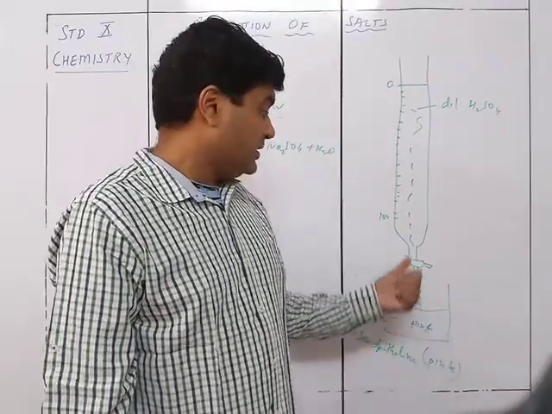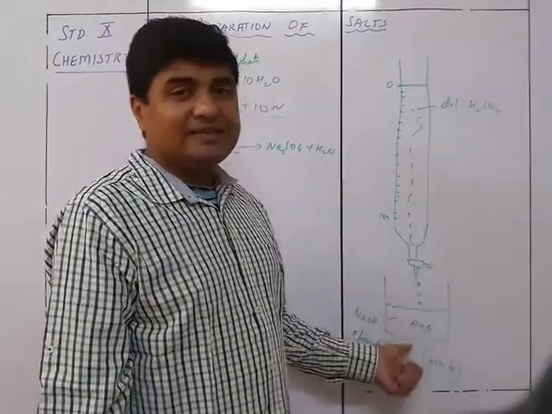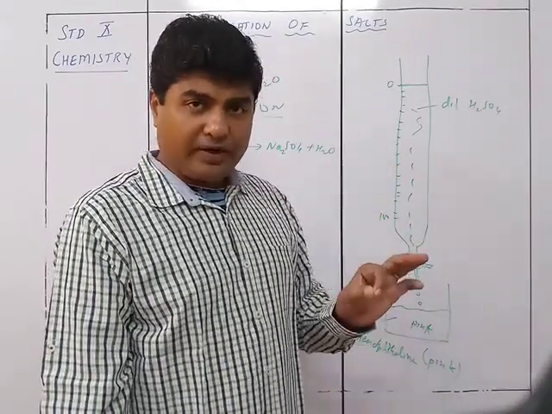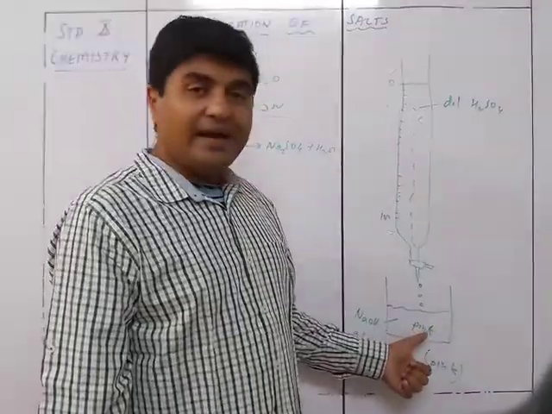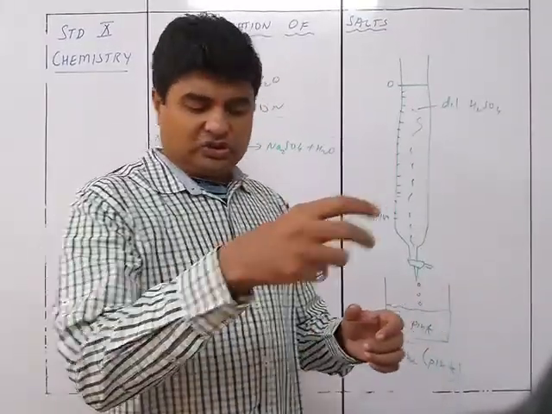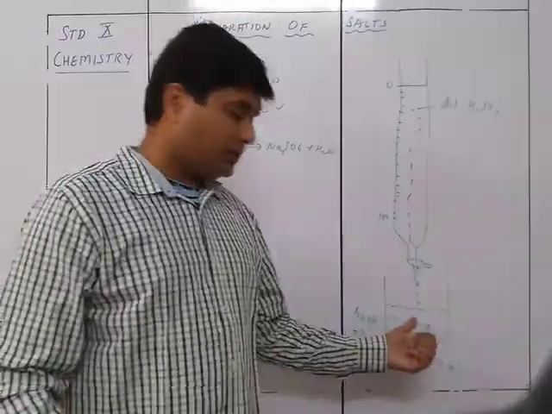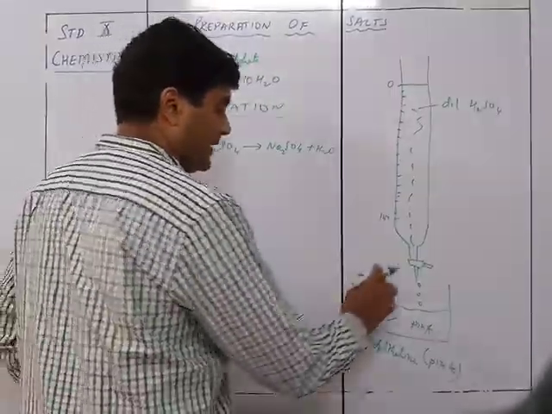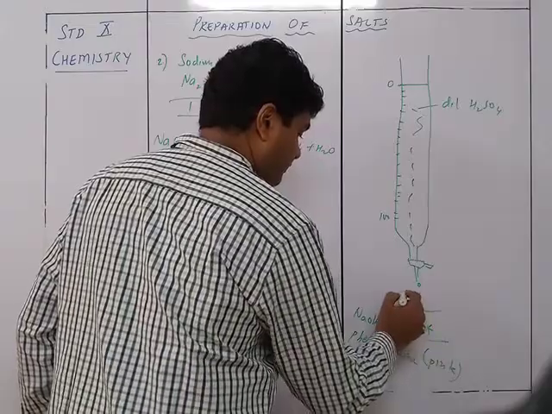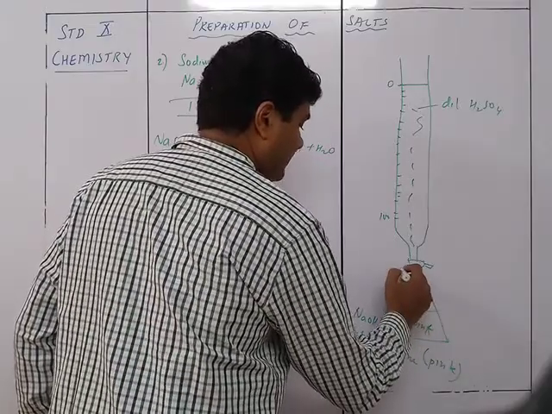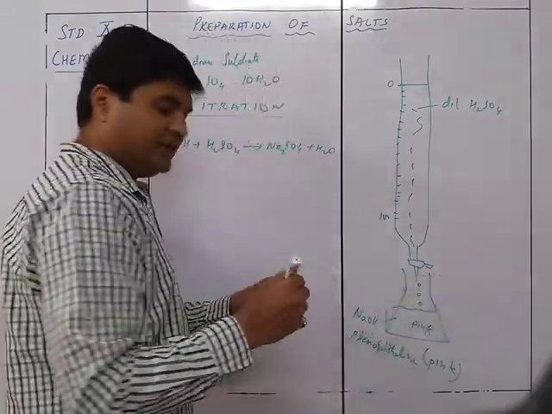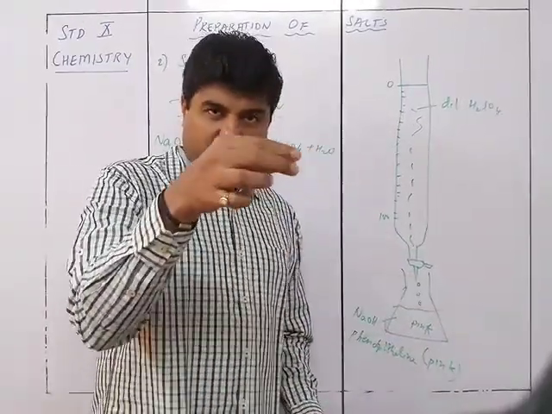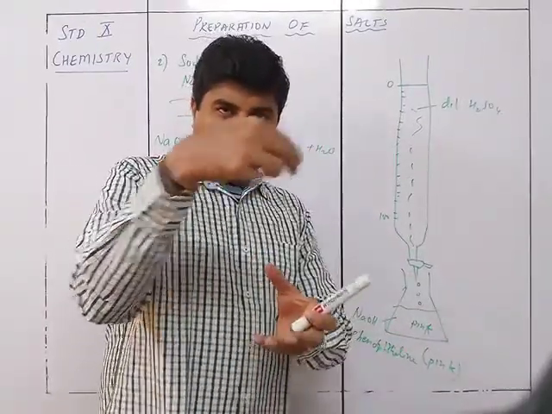So you are adding acid to this pink colored solution drop wise, and you're going to keep on stirring. It will be a flask, not a beaker, a conical flask. That is easy to stir, because you can have a cap and the base is there, and you can easily stir it.